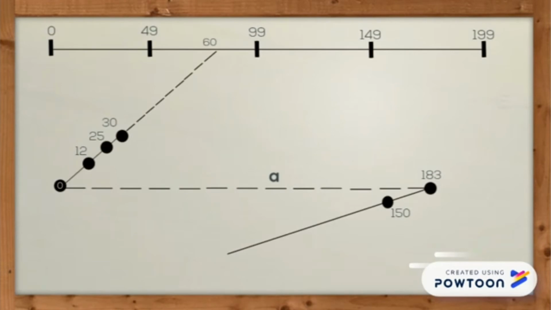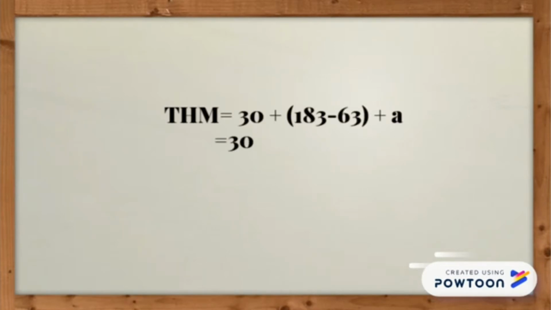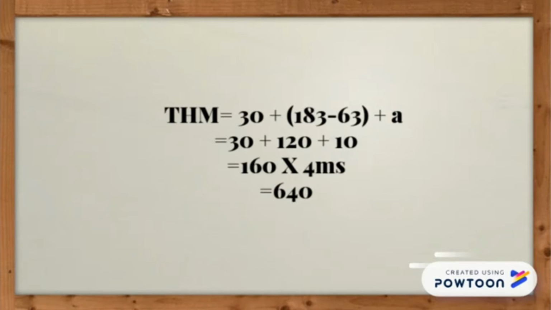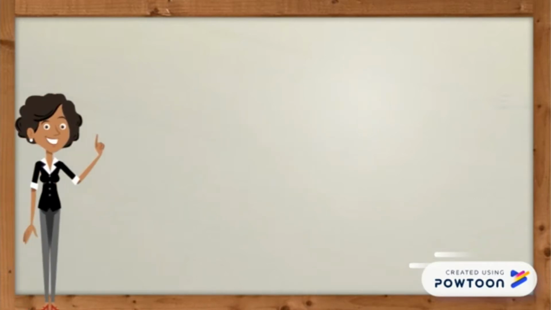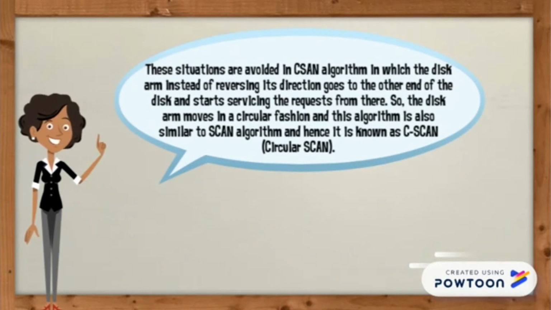Situations are avoided in the C-SCAN algorithm, in which the disk arm, instead of reversing its direction, goes to the end of the disk and starts servicing the requests from there. So the disk arm moves in a circular fashion, and this algorithm is also similar to the SCAN algorithm, and hence it is known as C-SCAN, or circular scan.